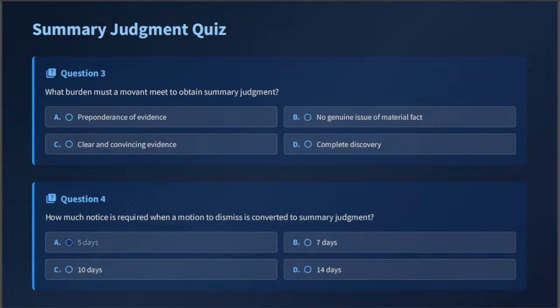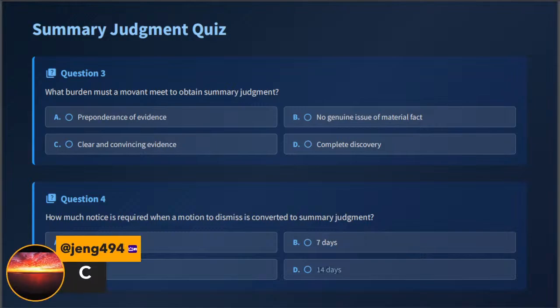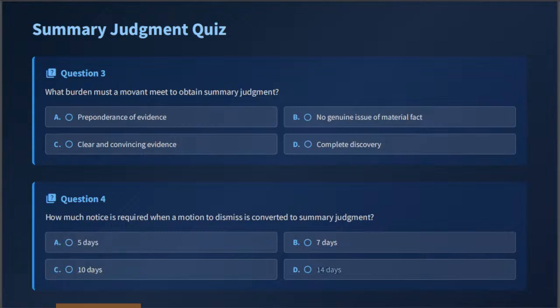So 5 days, 7, 10, or 14. So this is converting it. How much notice is needed? Jeng 494 says, capital C. All right. 10 days. Okay.